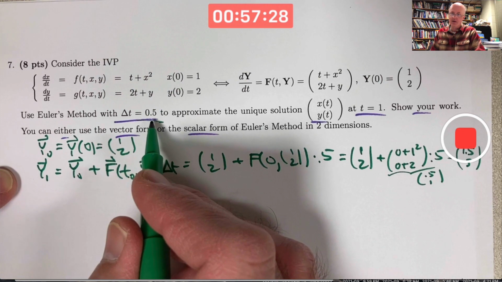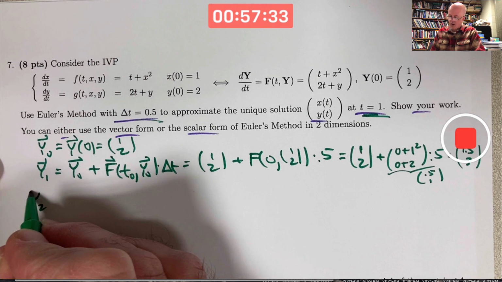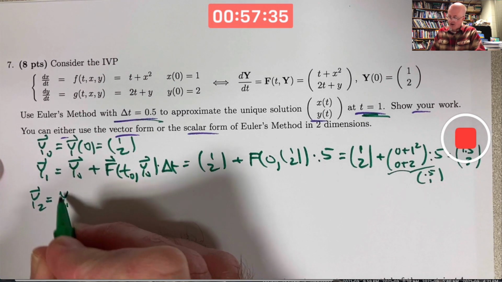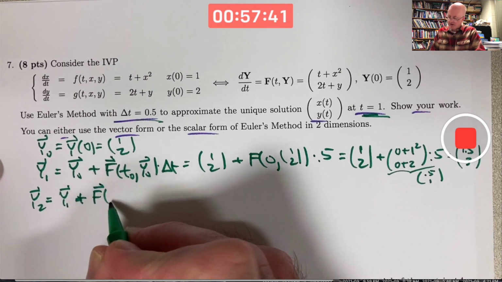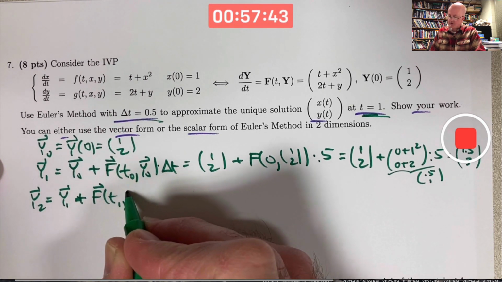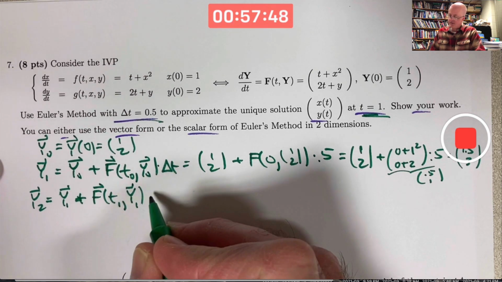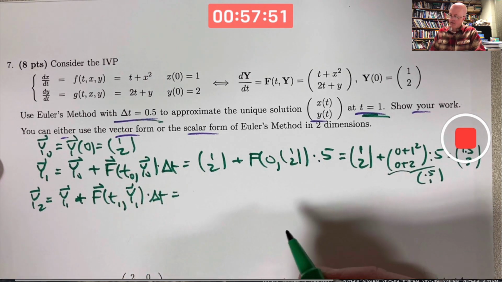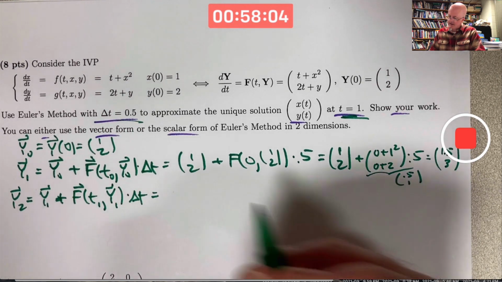Delta t is 0.5. I need to do one more step to get to time 1. So I'm after, ultimately, y2. That's y1 plus the change in the vector. Take the vector field, which again represents velocity vectors, evaluated at time t1, which is 0.5, and y1, times delta t. y1, hopefully I didn't make a mistake here. I think it's all good. Just double checking things. Yeah, I think it's good.